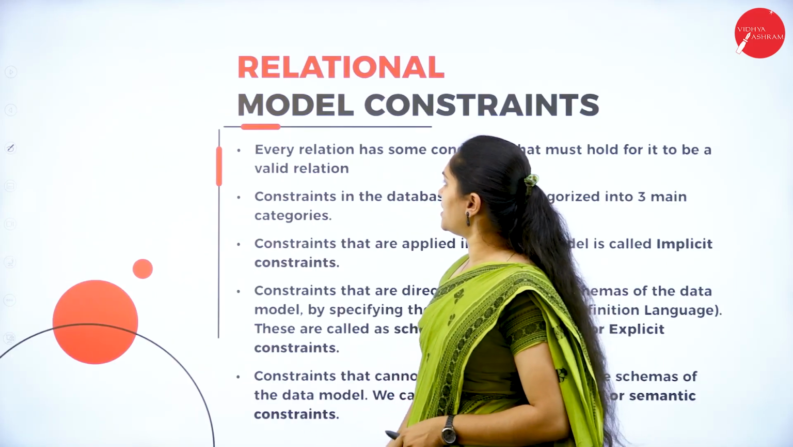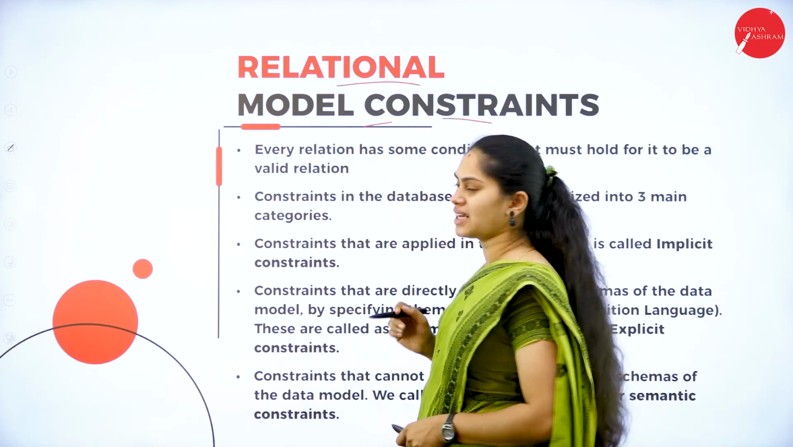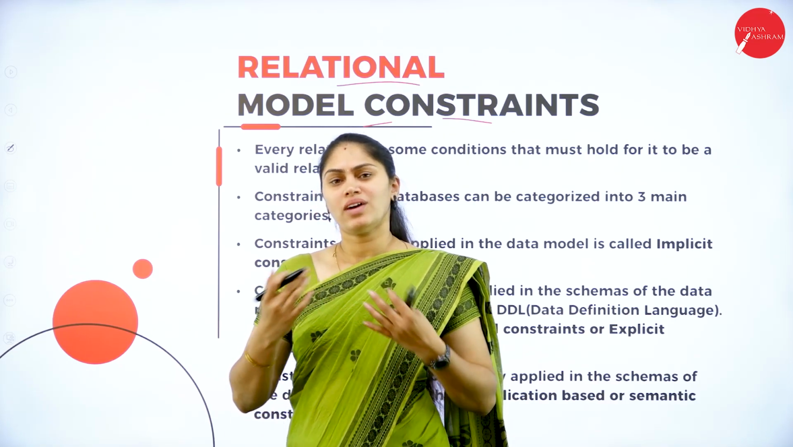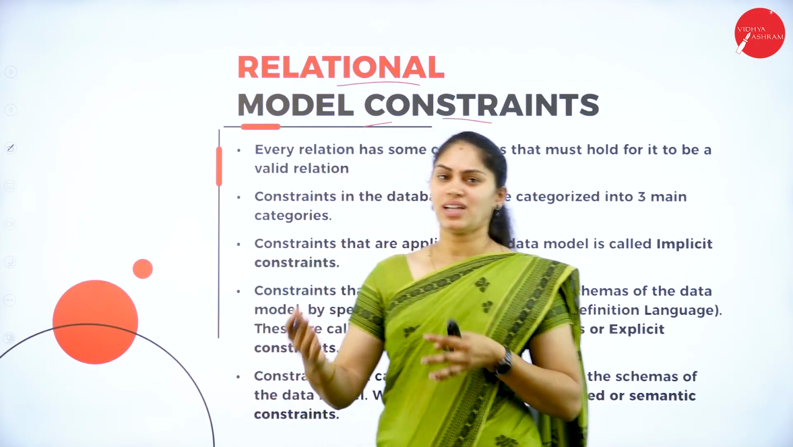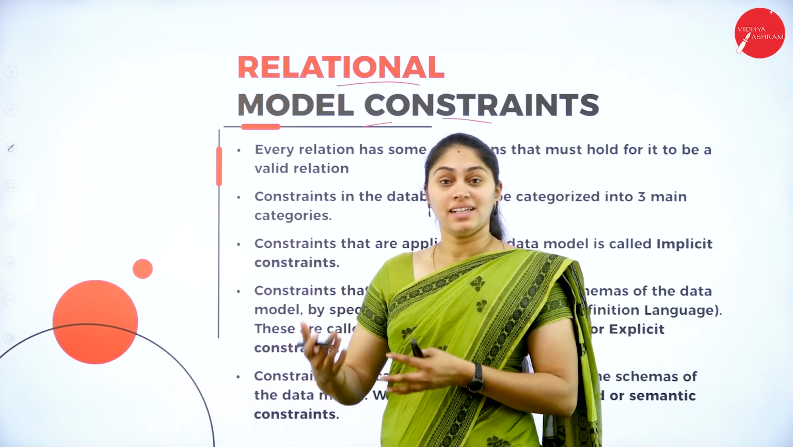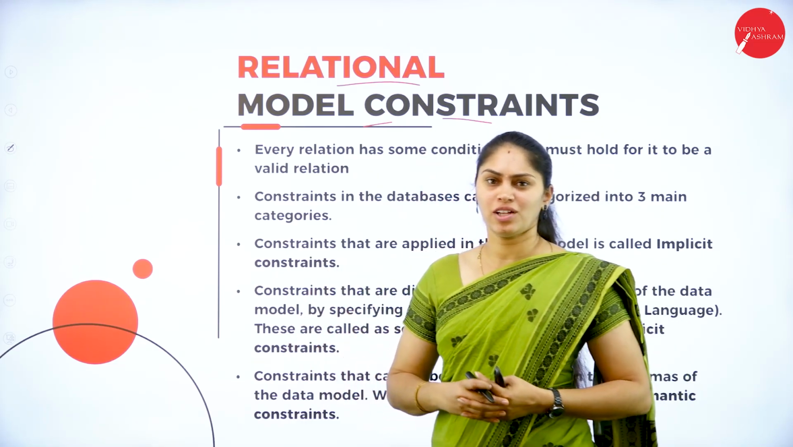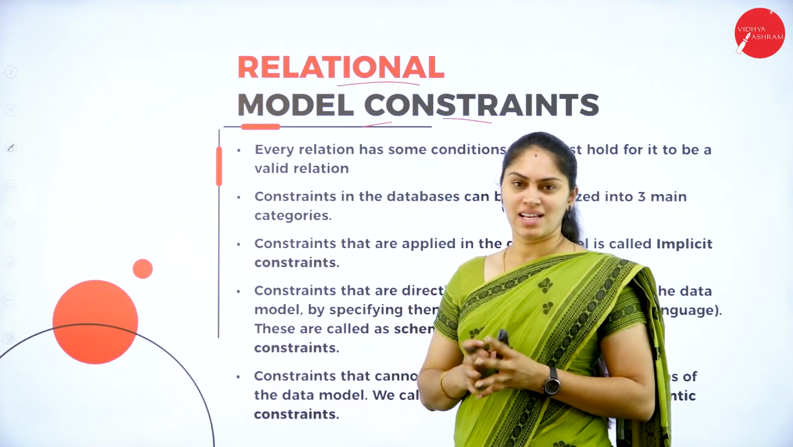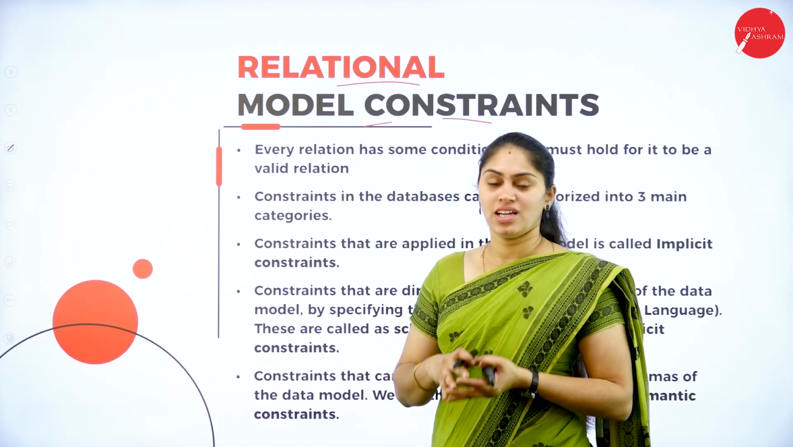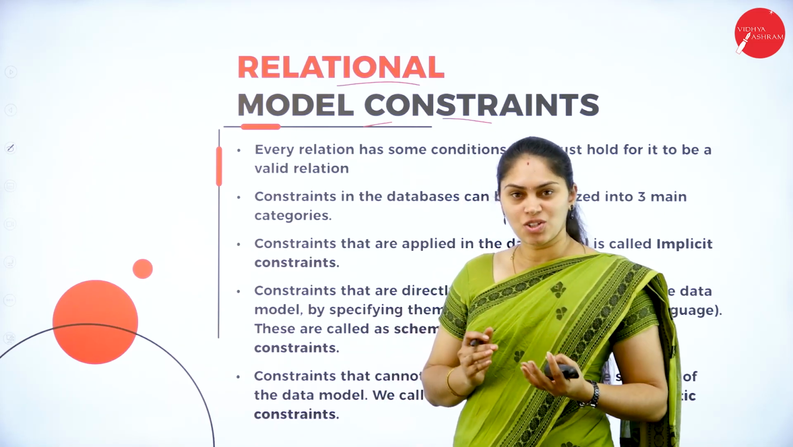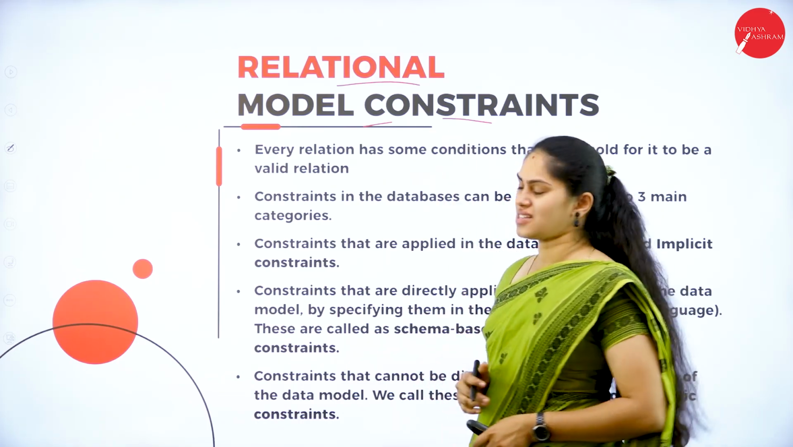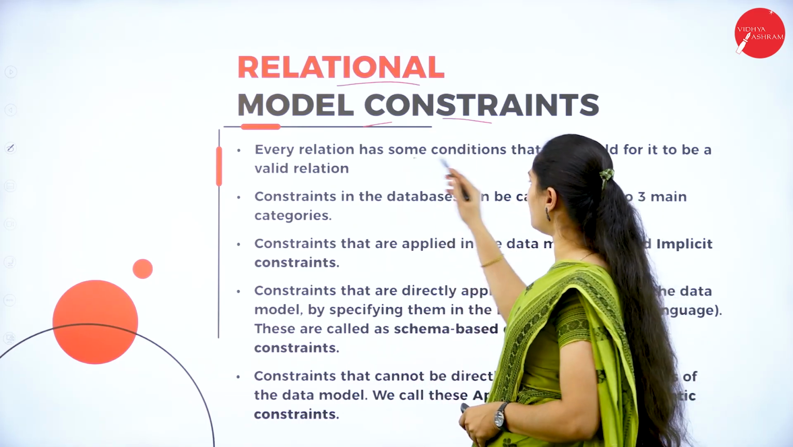We'll see the next concept: relational model constraints. Now we know what a relation is and how it is supposed to be. Whenever we are transmitting data from one table to another, whenever we are sharing it, or whenever we have concurrent execution, a number of users will use the database as well as the collection of tables. So we should limit the usage. We should give certain restrictions in order to use that. We call those restrictions constraints here. So every relation has some conditions.